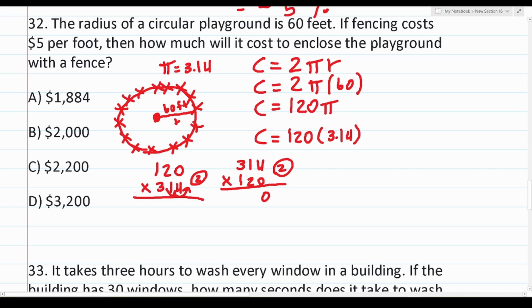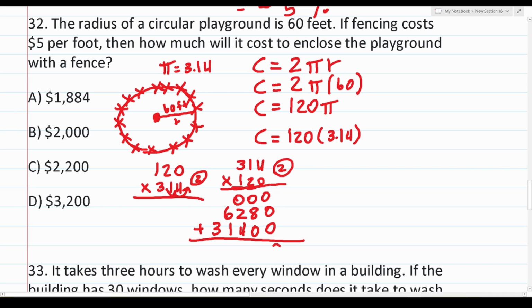4 times 0 is 0, 1 times 0 is 0, 3 times 0 is 0. Before we start multiplication with this 2, we have to bring in a 0 placeholder. 4 times 2 is 8, 1 times 2 is 2, 3 times 2 is 6. Before we start multiplication with this 1, we have to bring in 2 0 placeholders. So we have 1 times 4, which is 4, 1 times 1, which is 1, and 3 times 1, which is 3. Let's go ahead and add all this up.